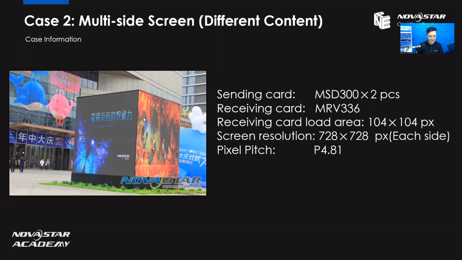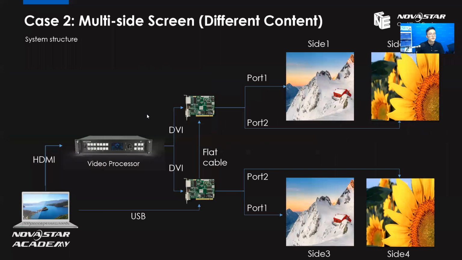Some of you may already know that, but because this is a training, I will show you how to do this. The things will be a little bit more complicated than before. What will be different is we are using 2 sending cards here, right? In the middle is a flat cable. We're using a flat cable to cascade these 2 sending cards, right? So we can send the DVI source to each sending card.